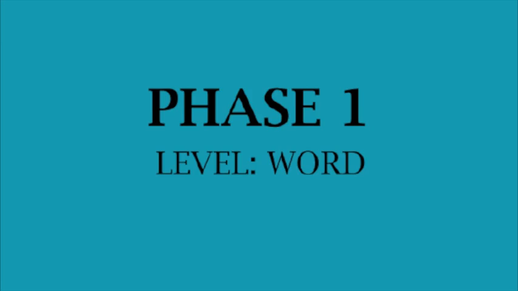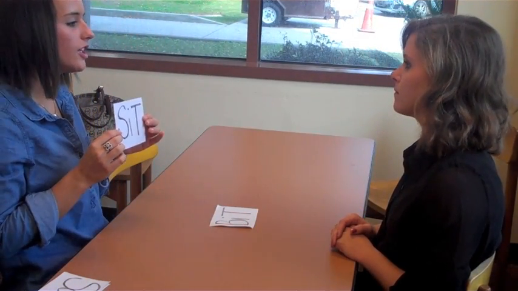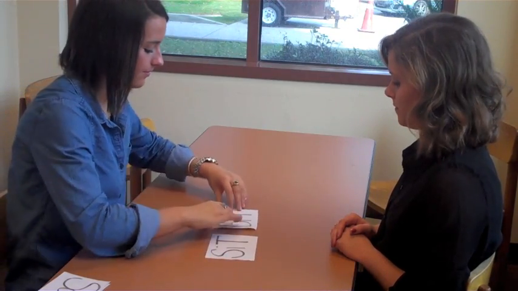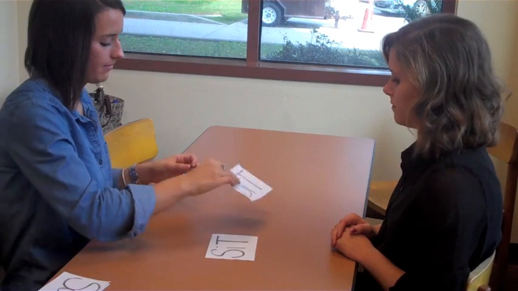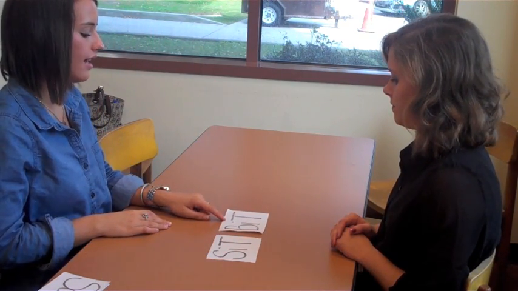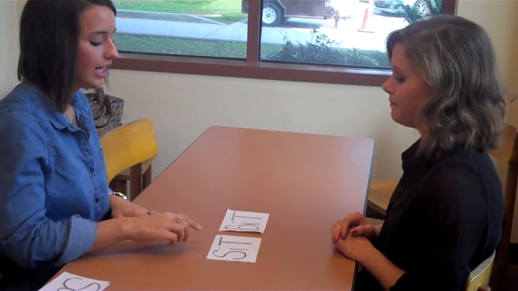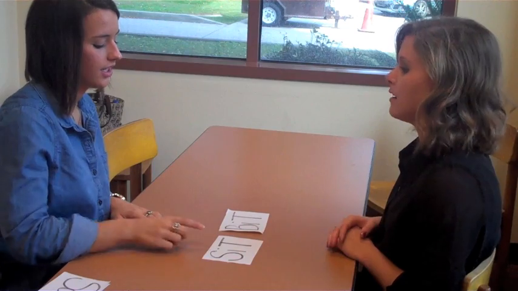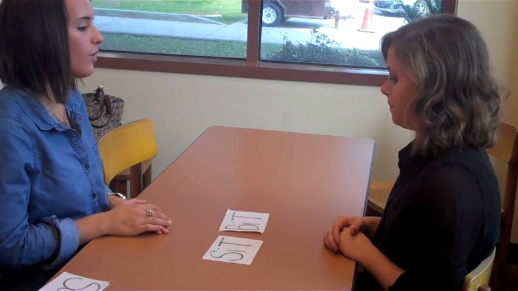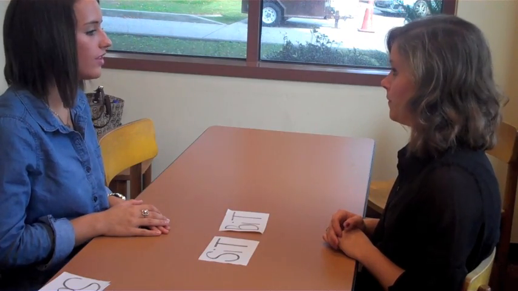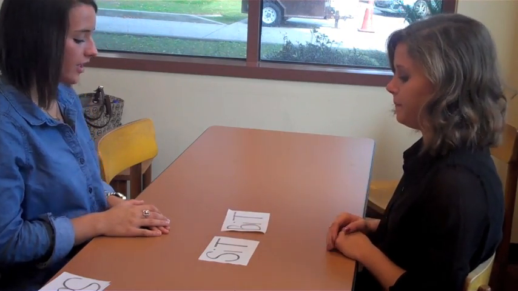Phase 1. Level Word. The word sit has a long sound, S, and the word bit has a short sound, B. Can you tell me if bit has a short sound or long sound? A short sound. Good. Can you tell me if the word sit has a short sound or a long sound? A long sound. Great job. Can you point to the word with the long sound? Sit. Now can you point to the word with the short sound? Bit. Great job.